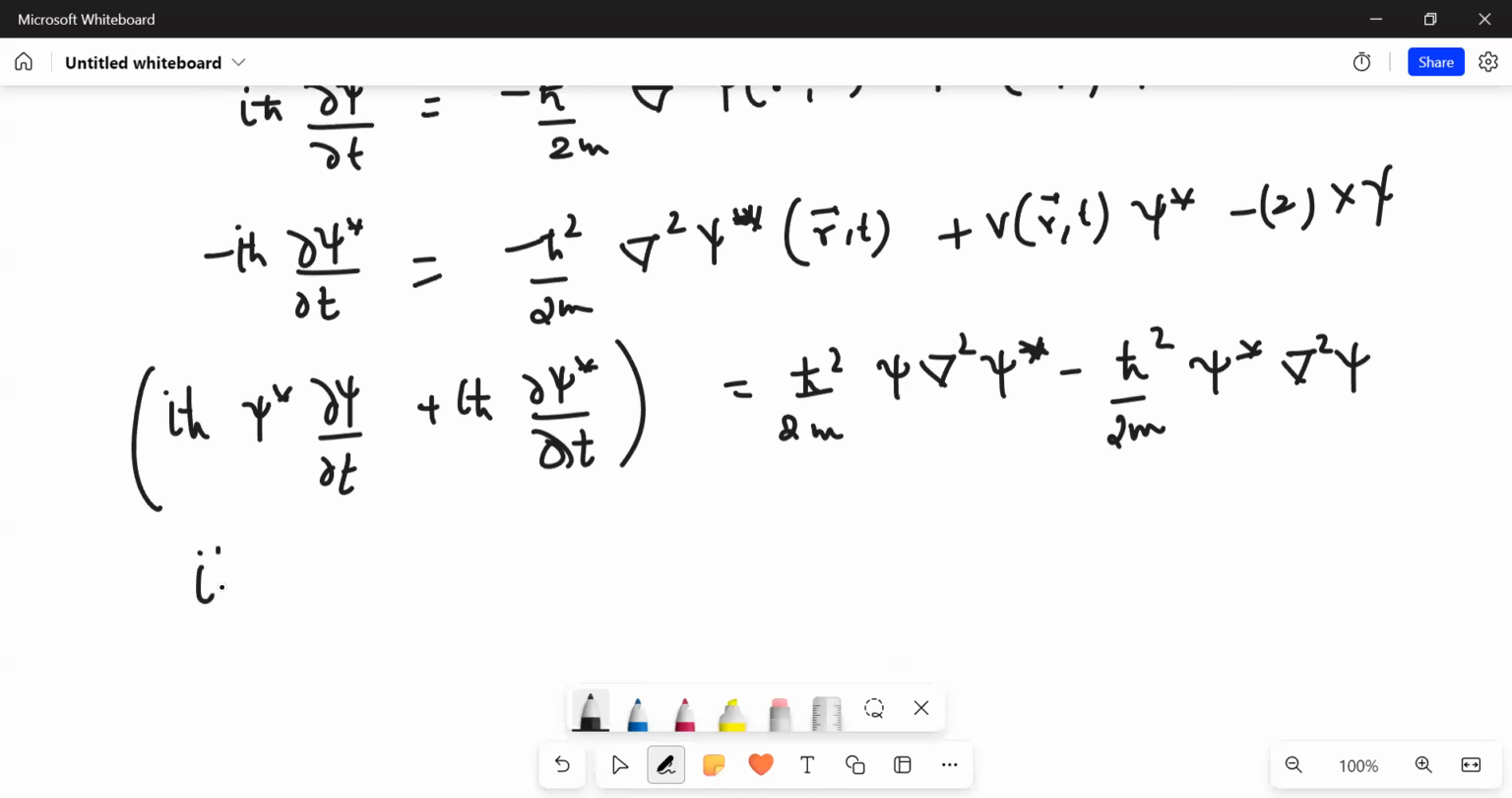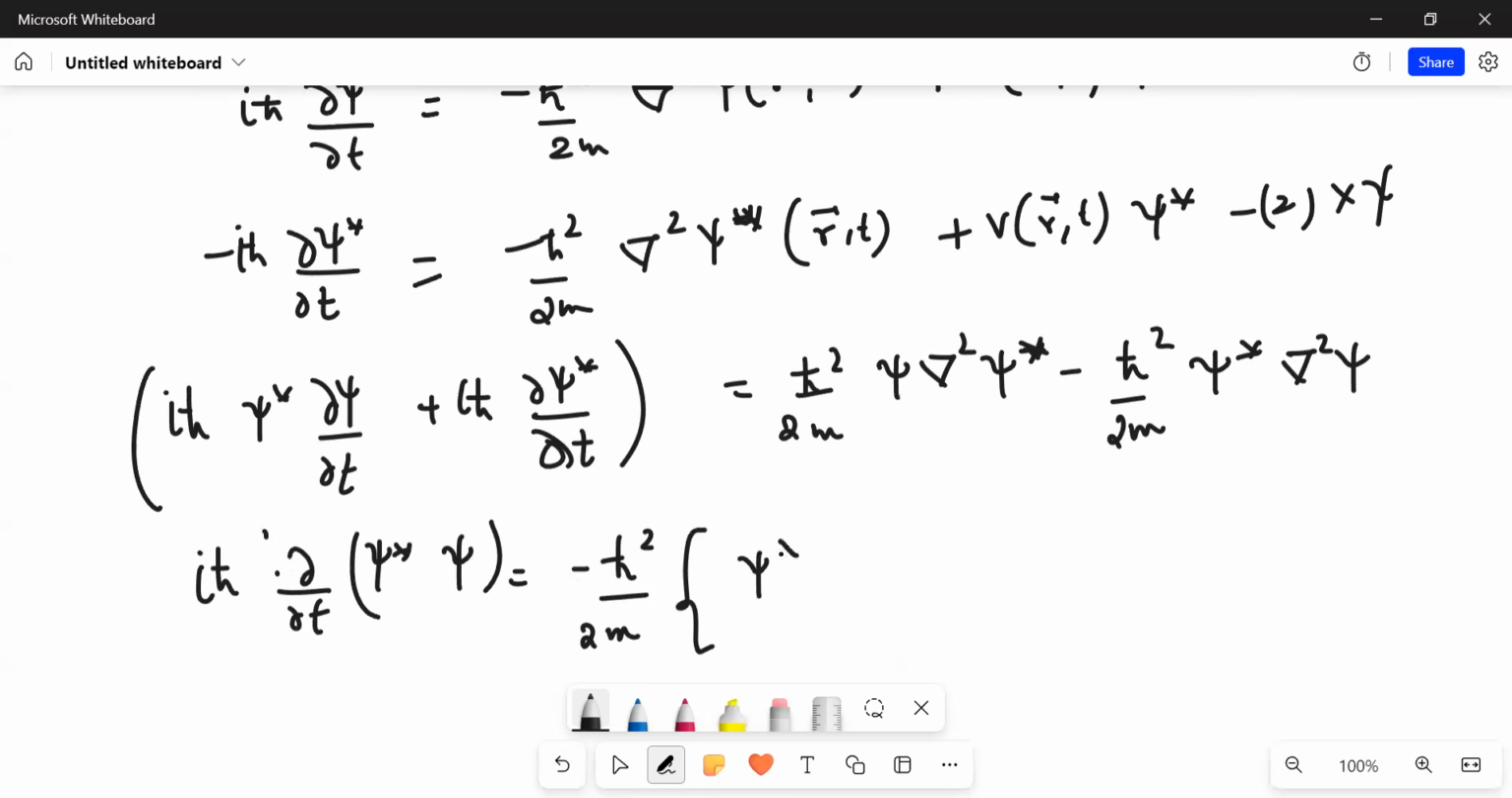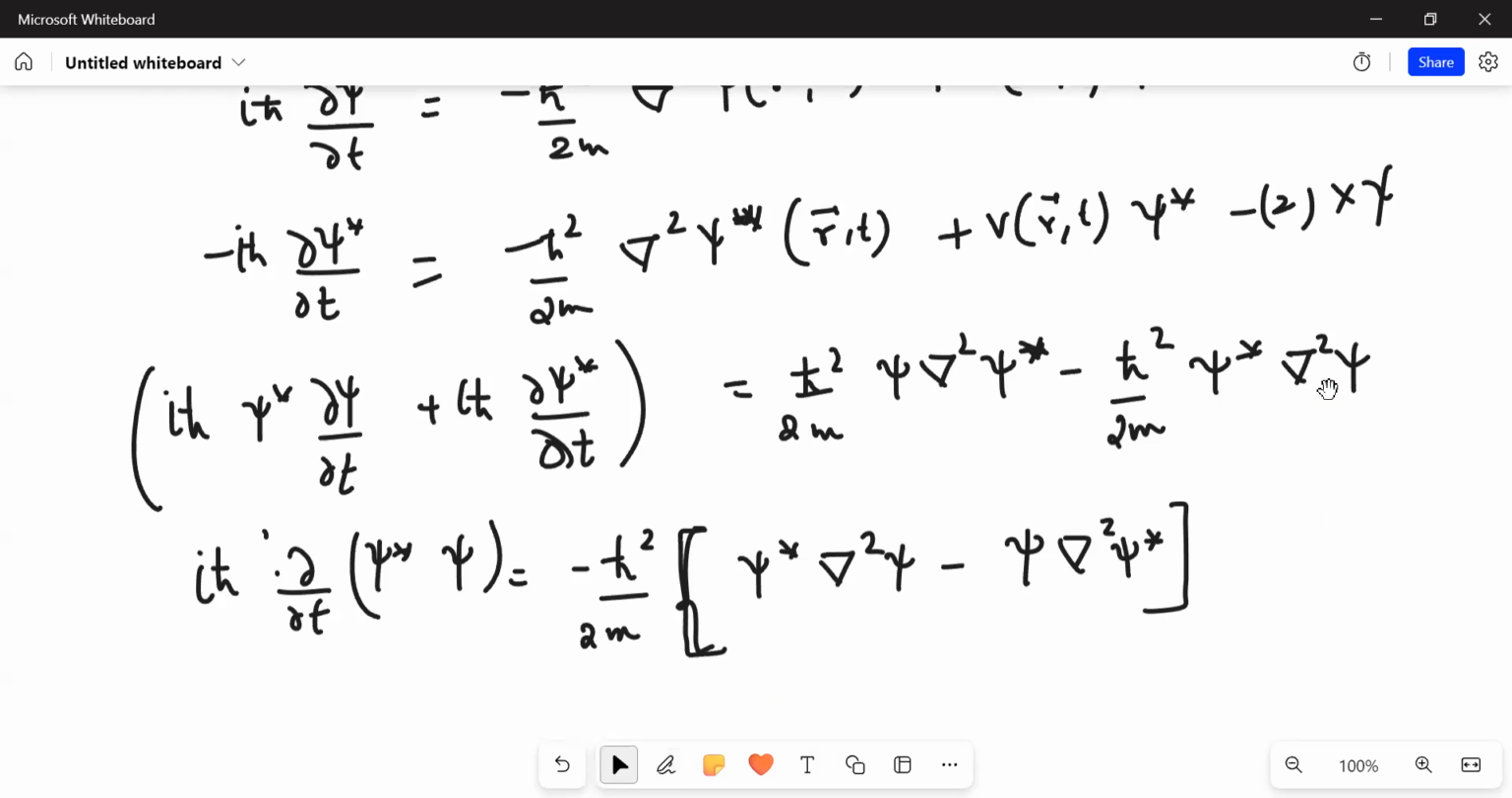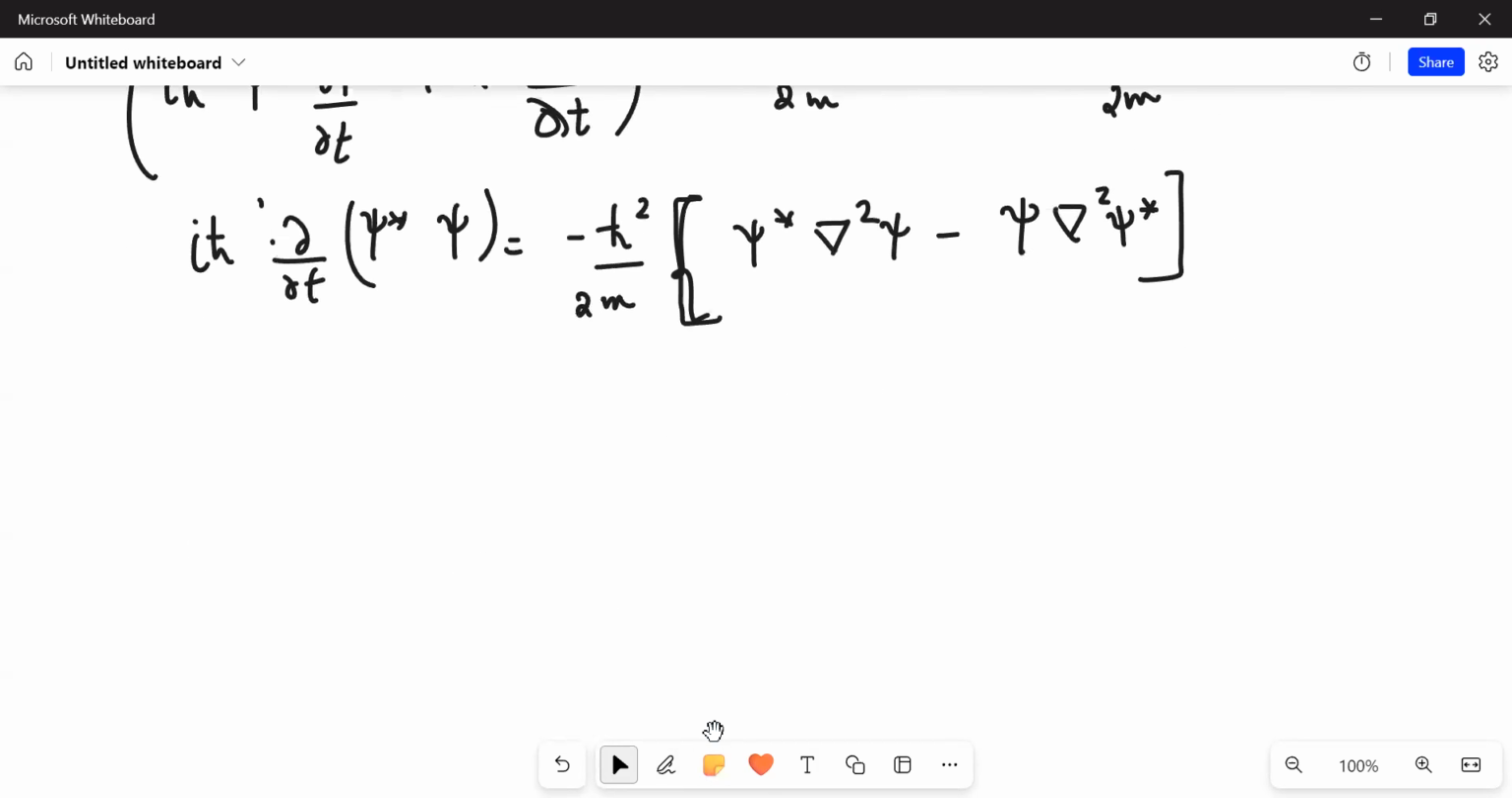Just take iota h bar common here. It will be equal to, just think about this, del by del t of psi star psi. And here, if I take a minus of h bar square upon twice m common, then I will get psi star del square psi, and then minus psi del square psi star. I think now it is fine. Okay, so this is what I have got. If you want to simplify it, we can do that also, but let us write it in this fashion.